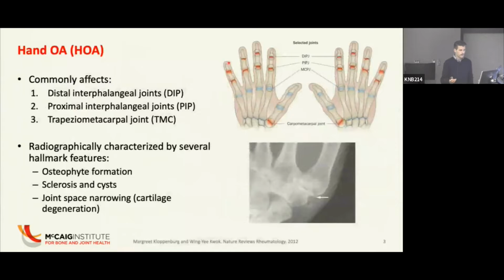So moving into the hand, it commonly affects three main joints, being the distal and proximal interphalangeal joints, located at the top in that figure there, as well as the trapeziometacarpal or TMC joint, often called the first carpometacarpal joint as well, which is located at the base of the thumb. And radiographically, we can characterize osteoarthritis by osteophyte formation, so the presence of these bony spurs that develop on the edges of the joint surface, as well as sclerotic bone and cysts, and narrowing of the joint space, which is really just a measure of the cartilage degeneration, as we can't measure cartilage using X-ray-based imaging.